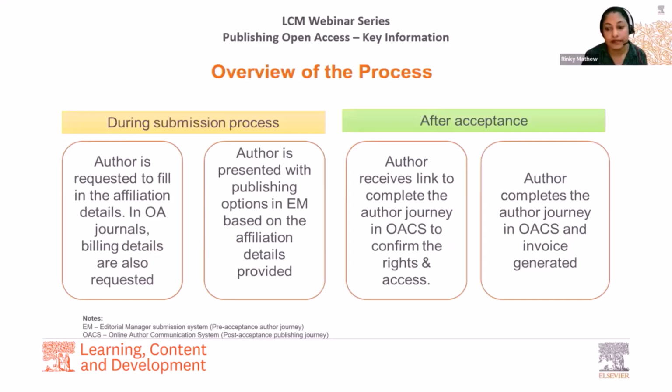The author completes the author journey in the OAK system, and depending on what publishing option is chosen, if it's the subscription option that was chosen by the author, which would be free of cost. If it's open access, then accordingly an invoice is generated.